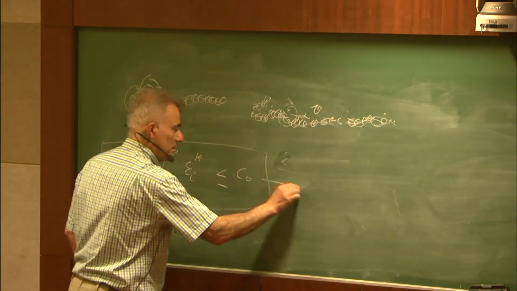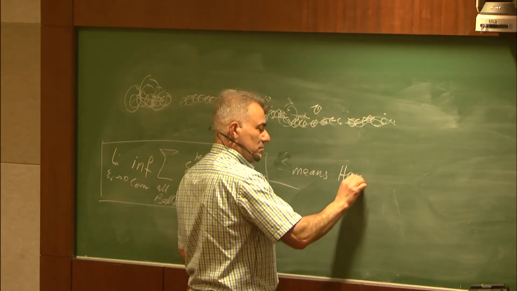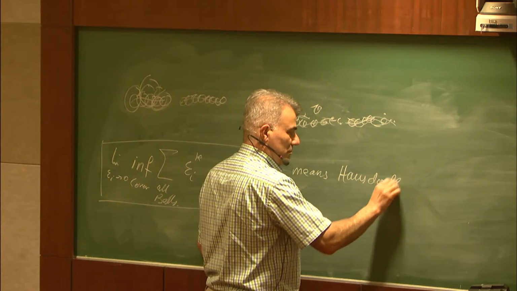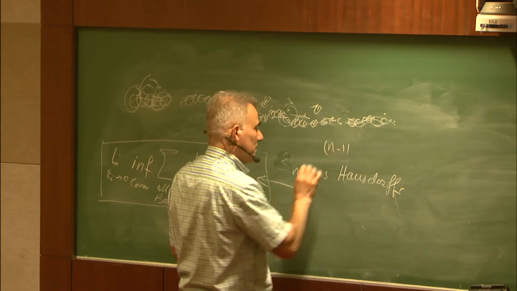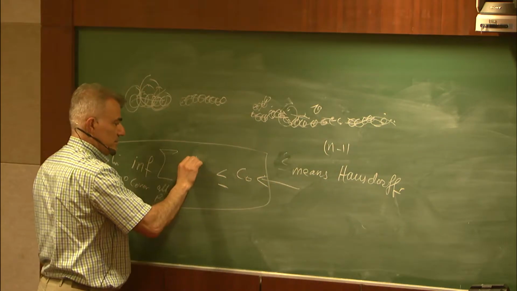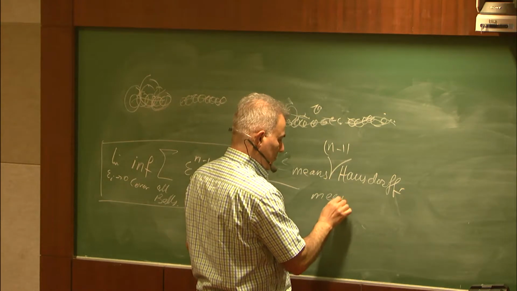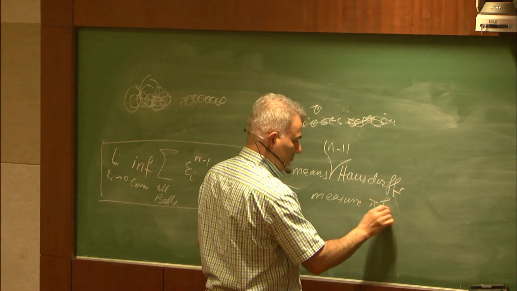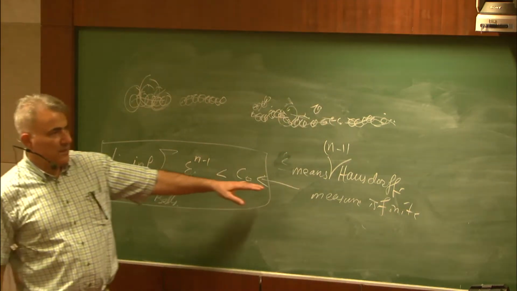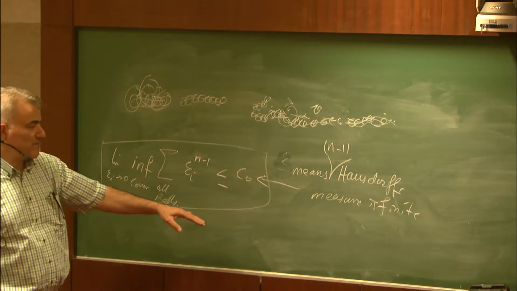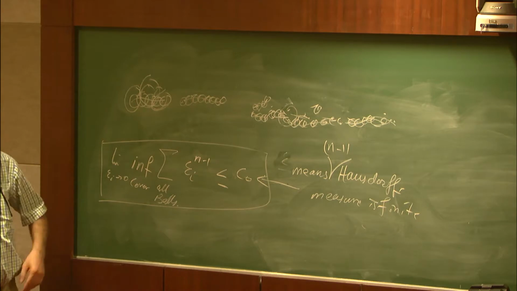This means it's called n minus 1 Hausdorff, or k Hausdorff in this case. So I want k to be n minus 1. N minus 1 Hausdorff measure. This is exactly what it is. So what I'm saying is that the n minus 1 Hausdorff measure will be finite. This is what I have to prove. If I prove this, then I'm done.